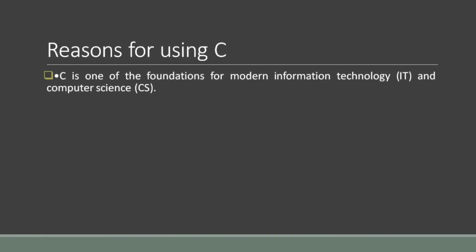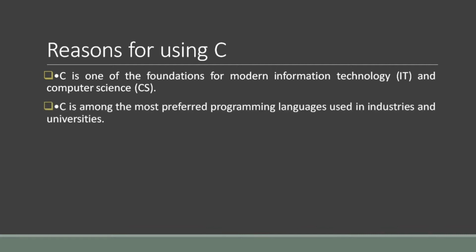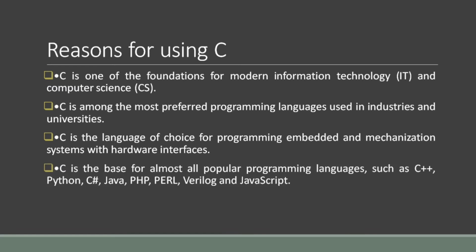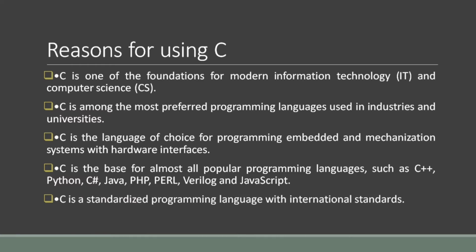Reasons for using C. C is the foundation of modern information technology and computer science. It is the most preferred programming language and is being used in industries and universities. As we discussed earlier, C is a language of choice for embedded systems. Some of the programming languages which are directly or indirectly derived from C are C++, Python, C#, Java, PHP, Perl, Verilog, and JavaScript. Another reason to use C is because it is a standardized programming language.